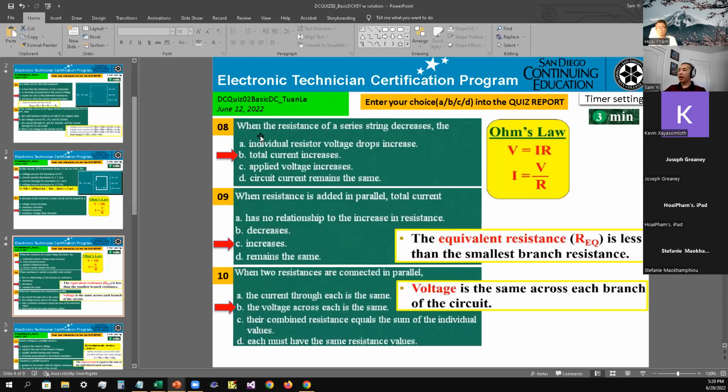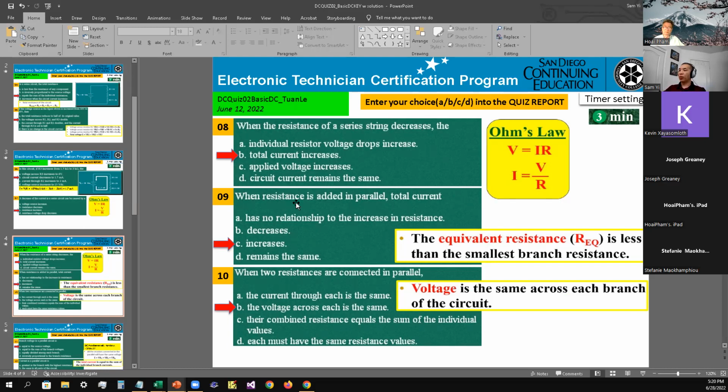Okay, so number 8, when the resistance of a series string decreases, the current would increase. So a decrease in resistance means resistance is going to go down. So therefore your current would go up. So therefore the answer is B as in Bob for number 8.